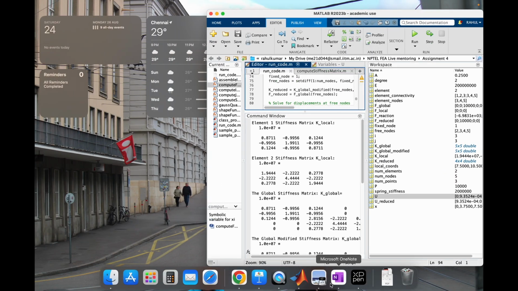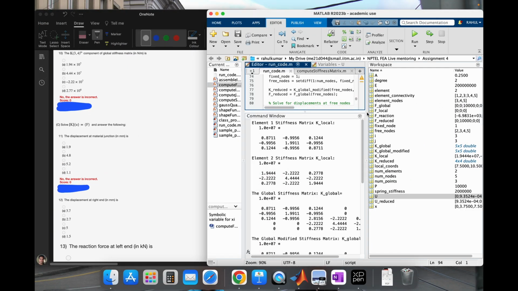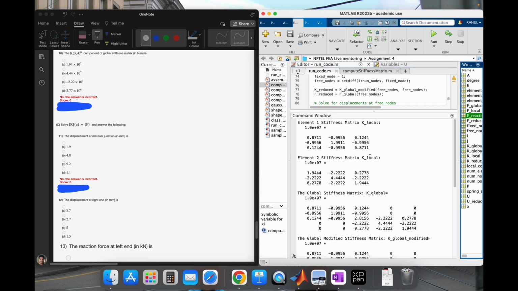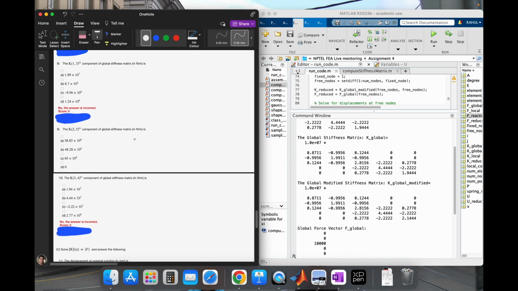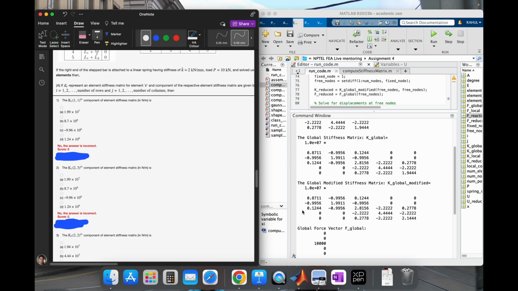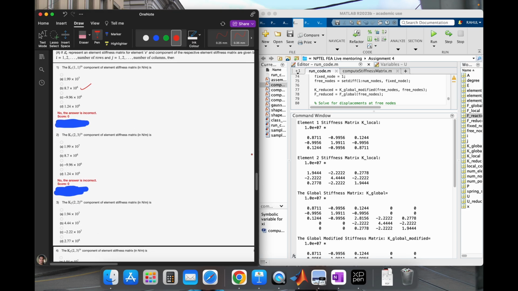So here is problem number 1. The first problem is asking about element 1, K11, that is 0.8711 into 10 raised to the power 7, which means that this is the correct answer. Now the second part is asking about K1 with index 2 3, which means minus 0.9956, which is closer to this.